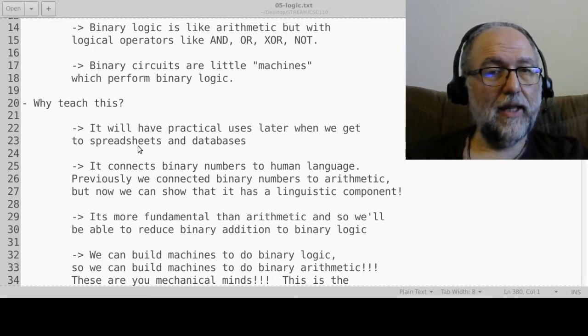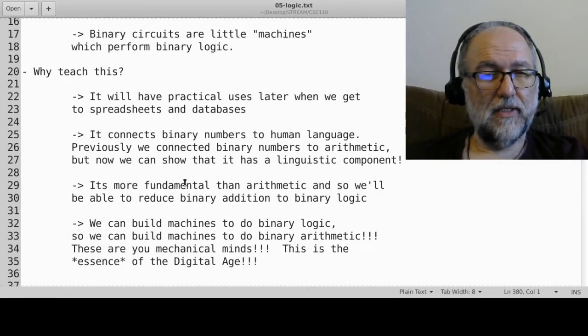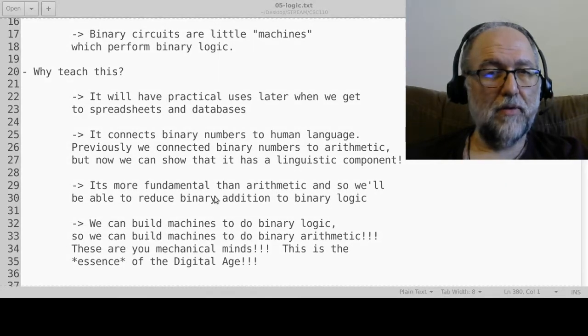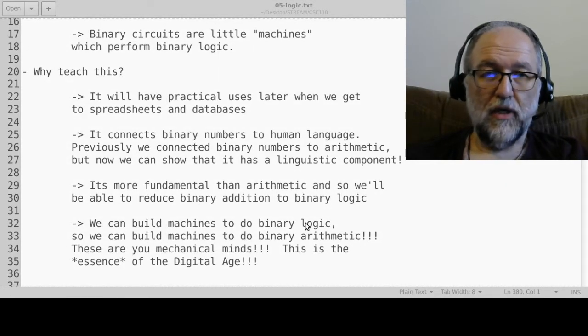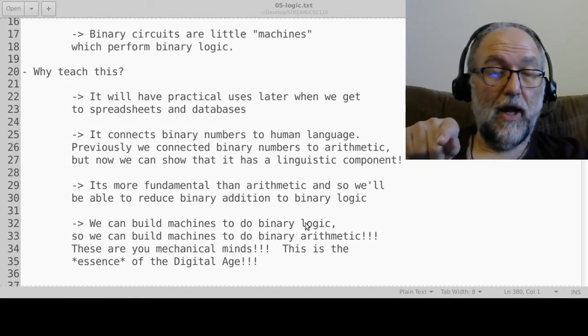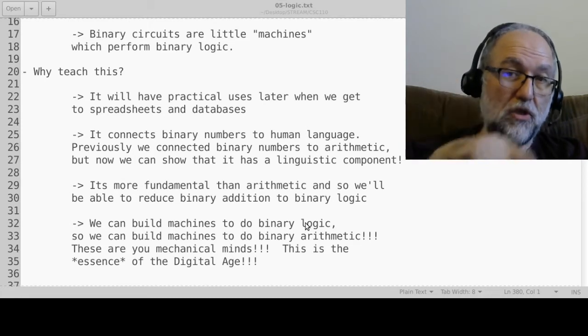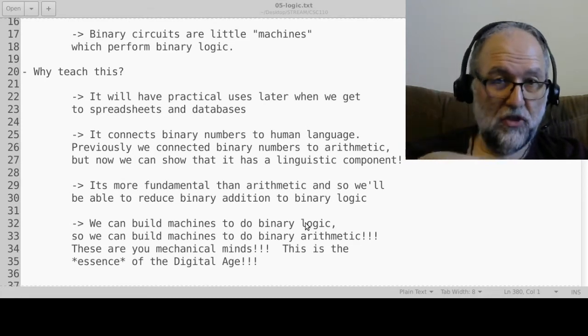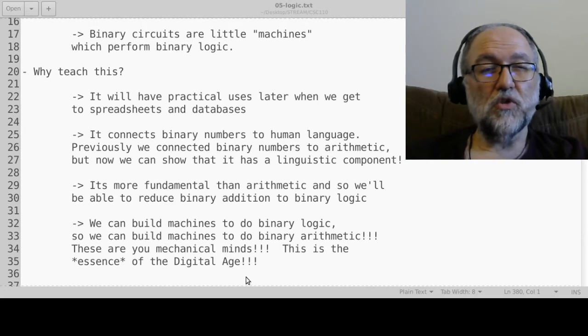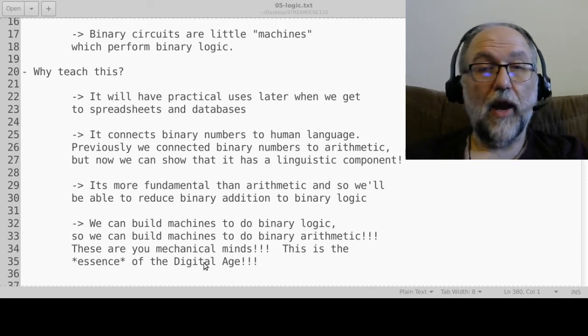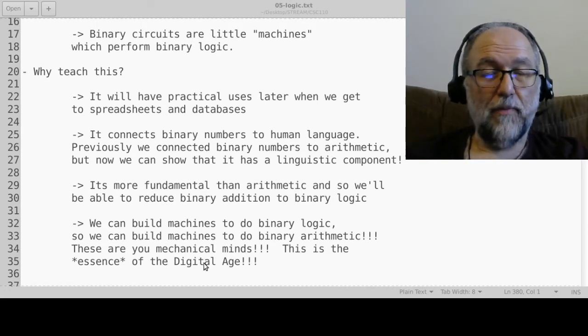All right. And then finally, the reason I'm doing this is that I can build machines that do binary logic. Now, if I can build a machine that can do binary logic, and binary logic can be used to do arithmetic, then I can build machines to do arithmetic, okay? And those are your mechanical minds, all right? So that's exactly how these mechanical minds are built.